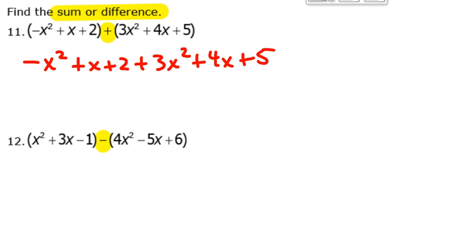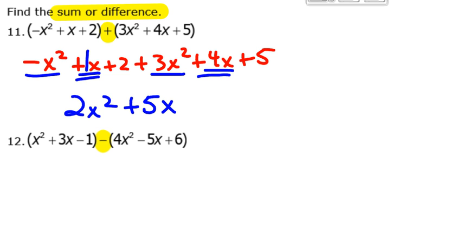Okay, now I'm going to look for some like terms. I've got negative x squared plus 3x squared, which gives me 2x squared. All right, and I see an x here and a positive 4x here, so I'm going to slip a 1 in there so I don't forget to add 1 plus 4.